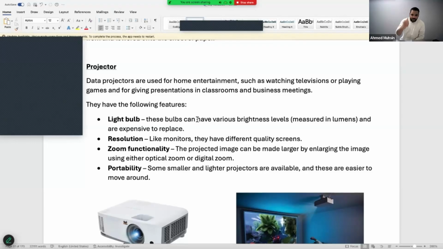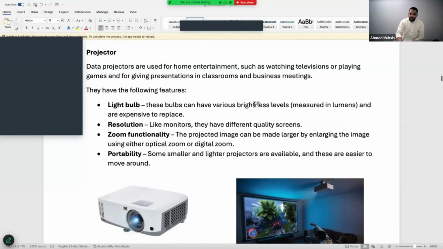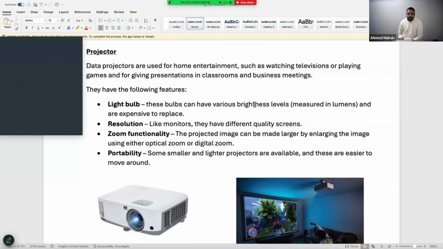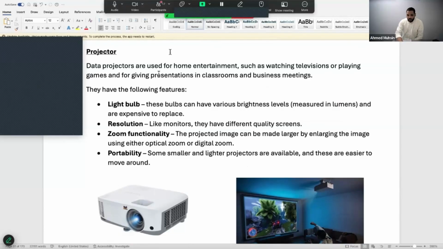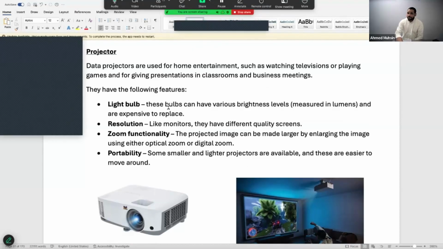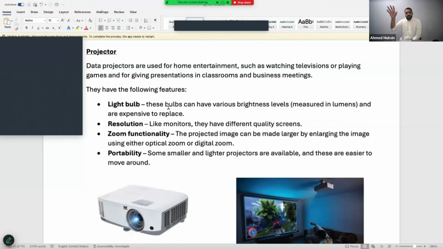Everybody okay with this? Can you all read the definition for projector? It is used for home entertainment purposes, watching television, playing games, things like this, okay? Now, guys, when you look at the features, can you all see the light bulb? About 70% of the cost of your projector is going to be the bulb inside it. Normally when that bulb fades, it's best to change your entire projector, because changing only that bulb is going to cost you a lot. You might as well buy a new projector. Are we okay with this?